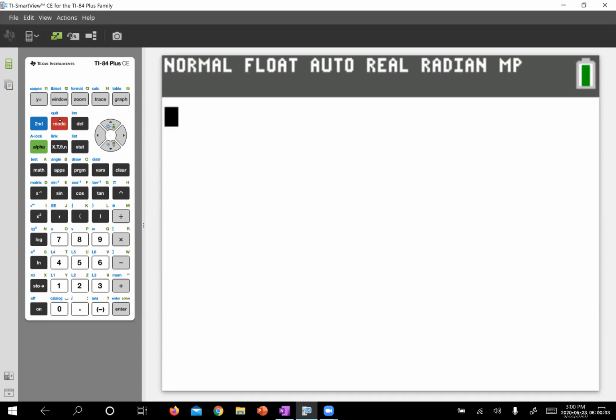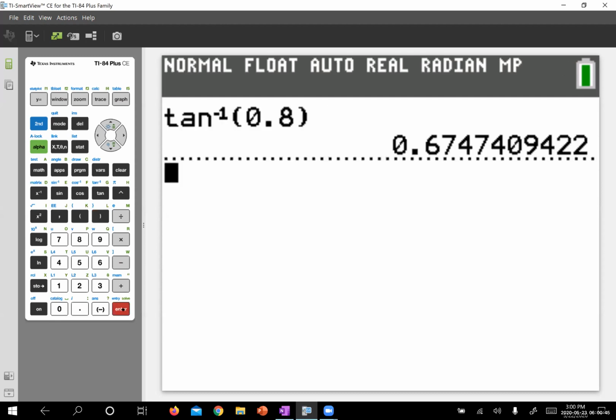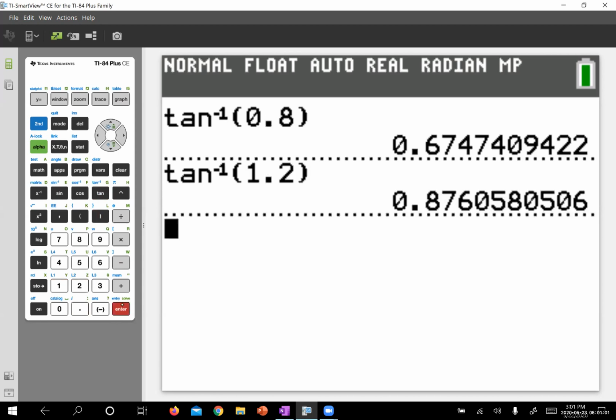So what I'm looking at is the inverse tangent. If I want to access that, I'm saying second tangent to get that inverse tangent to pop up. And I should be saying 0.8. I'm going to have a value there. And then, while I'm here, inverse tangent of 1.2. Let's do that. One more time, 1.2. So we now know those corresponding x values, those upper and lower bounds of x.